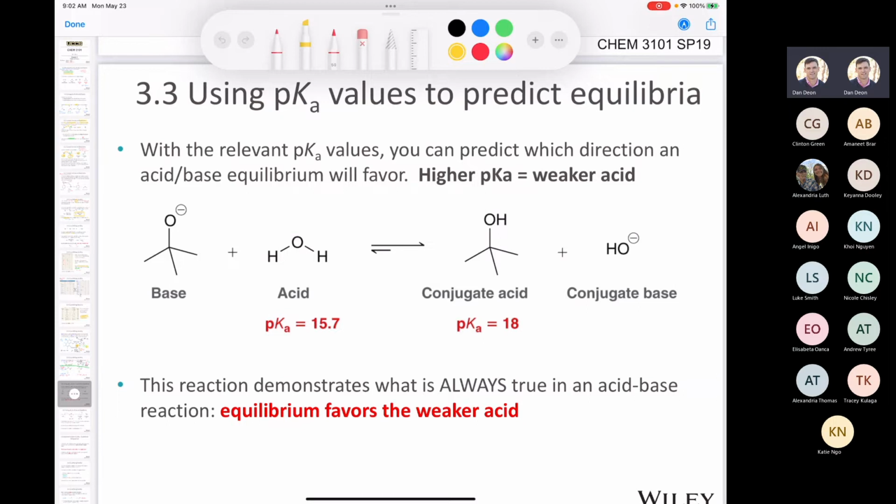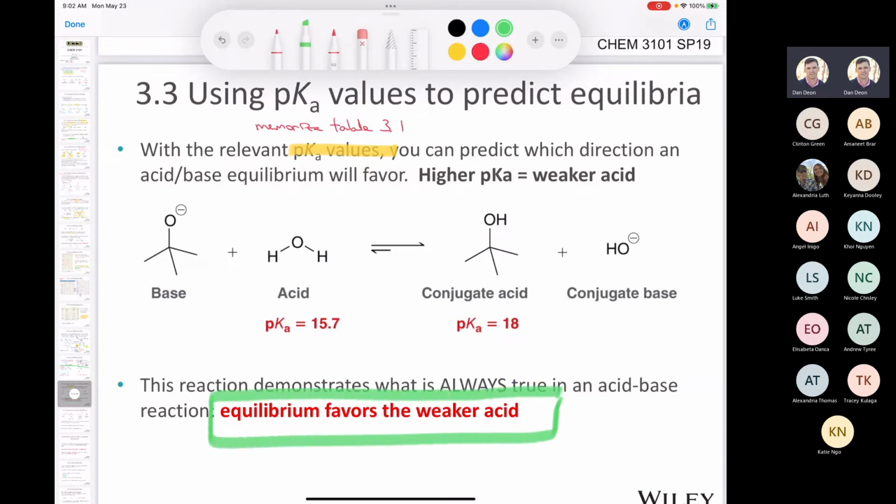But when we're looking at an equilibrium, it says with relevant pKa values that you memorize. So memorize the table. We'll put here table 3.1. You can predict the direction of an equilibrium, and you can determine which side of the equilibrium is going to be favored. And what you need to remember is that the equilibrium is always going to favor the side of the weaker acid. Always favors the side of the weaker acid.